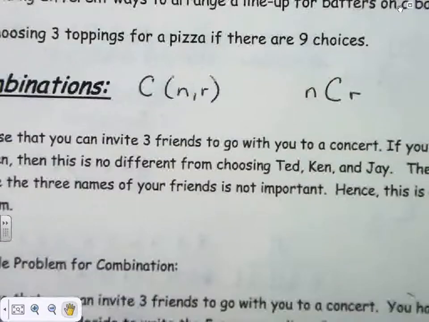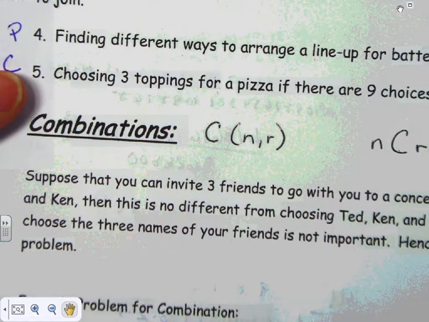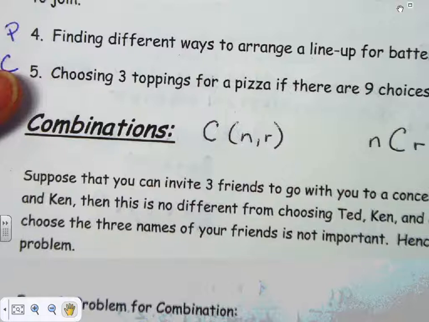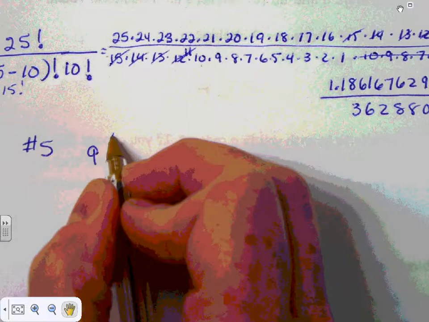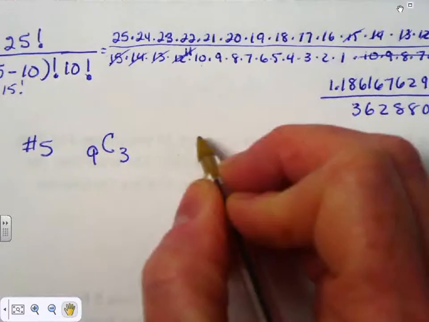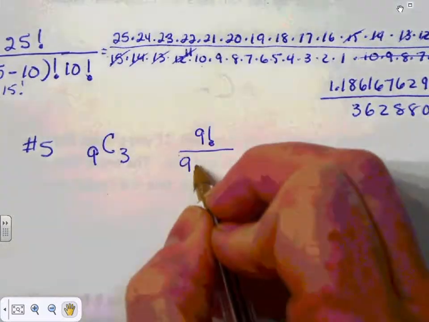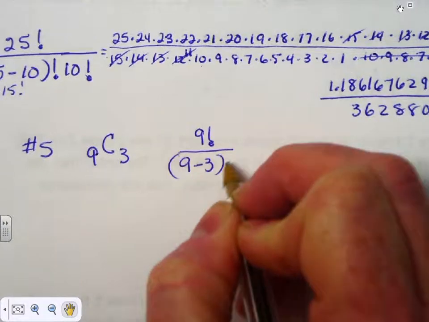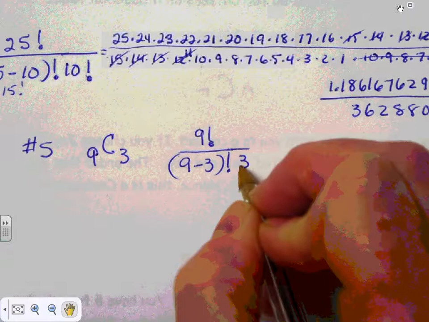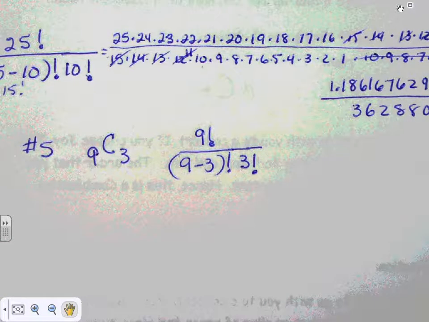Okay, number 5 on the front of the paper says, this was the pizza problem that you guys were arguing about a little bit. You get to choose any 3 toppings, but there are 9 choices. Okay, so this would look like what? 9C3. The 9 is factorial on the top. Then it's 9 minus the 3 factorial on the bottom, times 3 factorial.